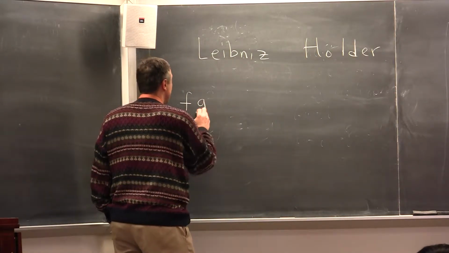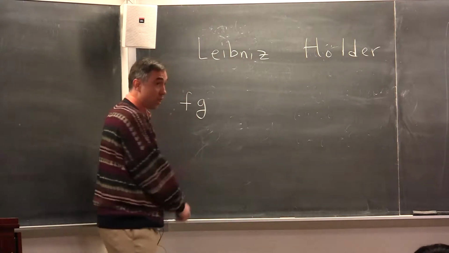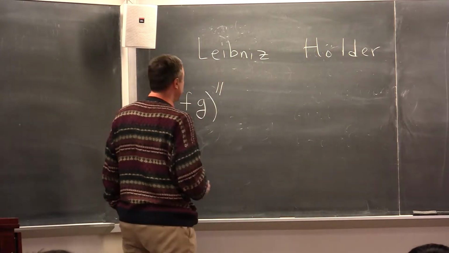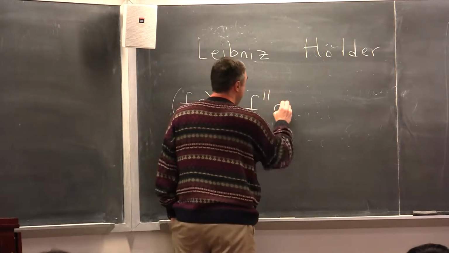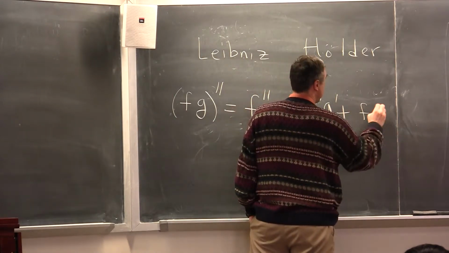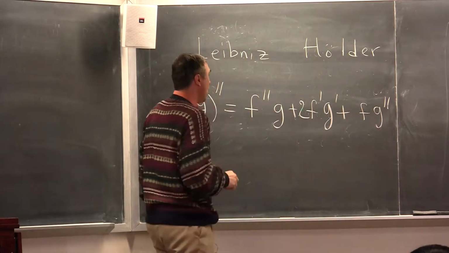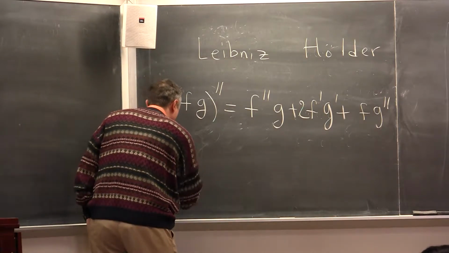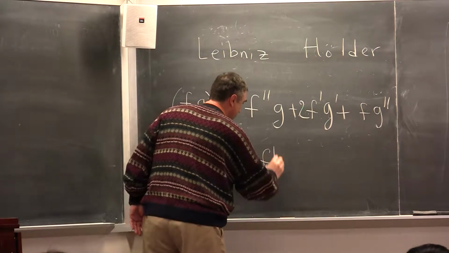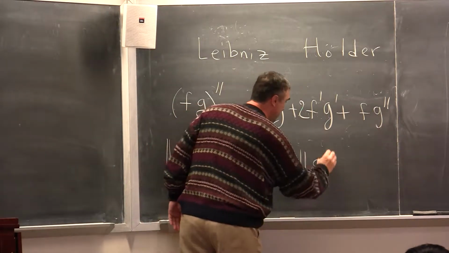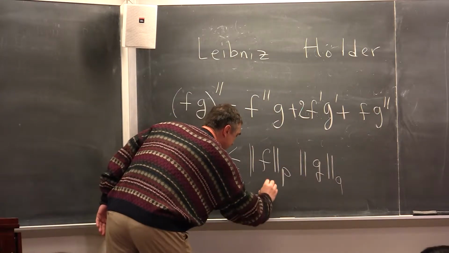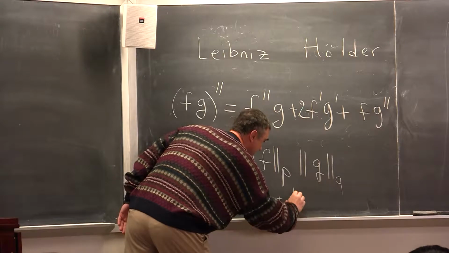Leibniz's rule concerns the differentiation of a product. I'm going to take a simple case where we take two derivatives. And Hölder's inequality is an inequality that also has something to do with a product. These are the usual L^p norms, and the indices satisfy this relationship.